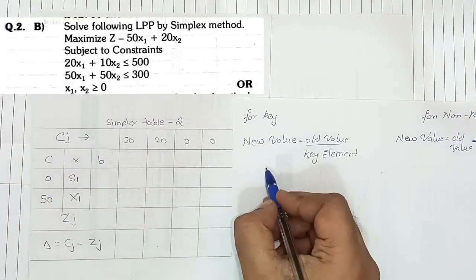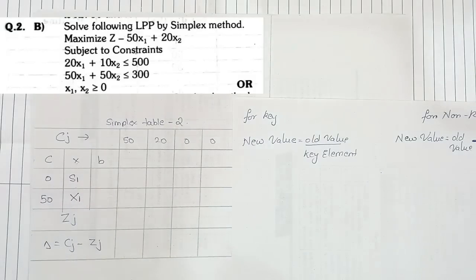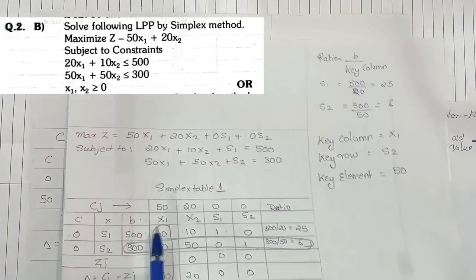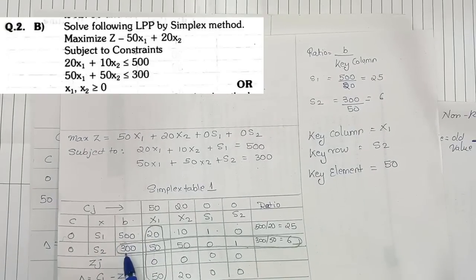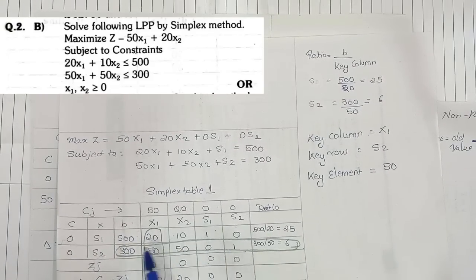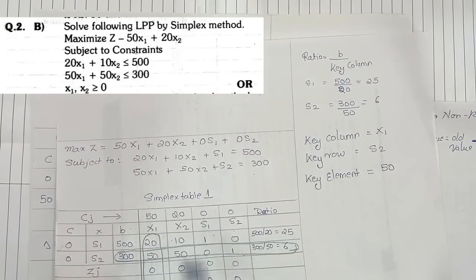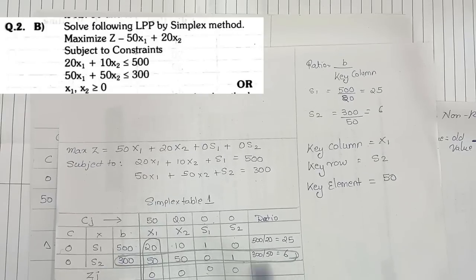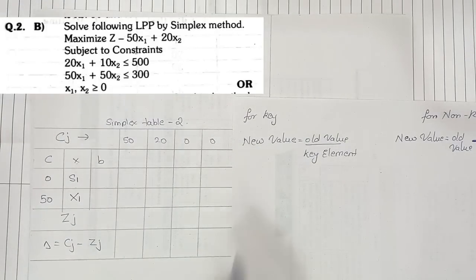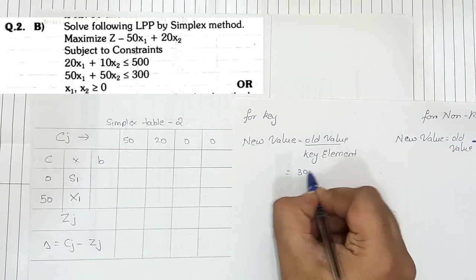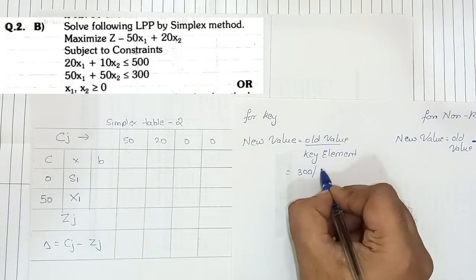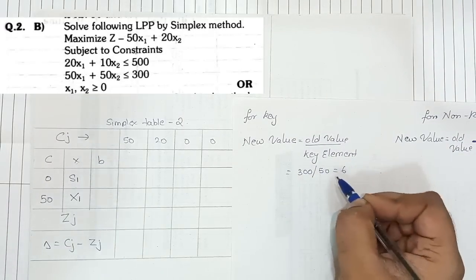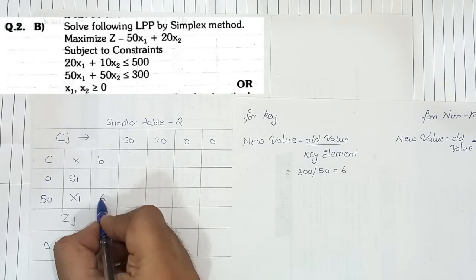First, let us see the old table. The very first value was 300. There is 300, 50, 50, 0 and 1. This was a key row. All these values will change now. So 300 is the old value. In that case it will be 300 divided by the key element 50, which comes to 6. So my first value will be 6.